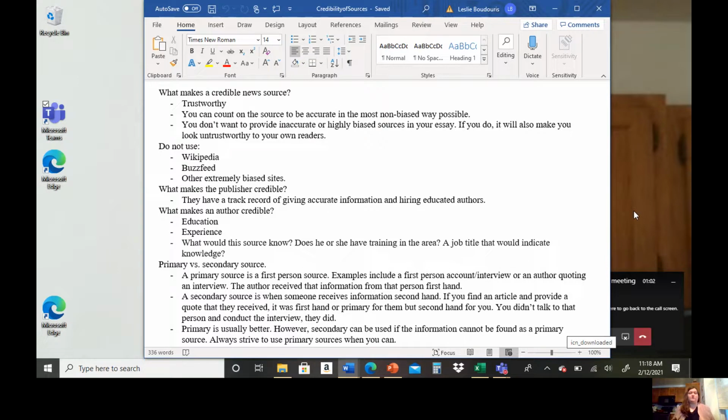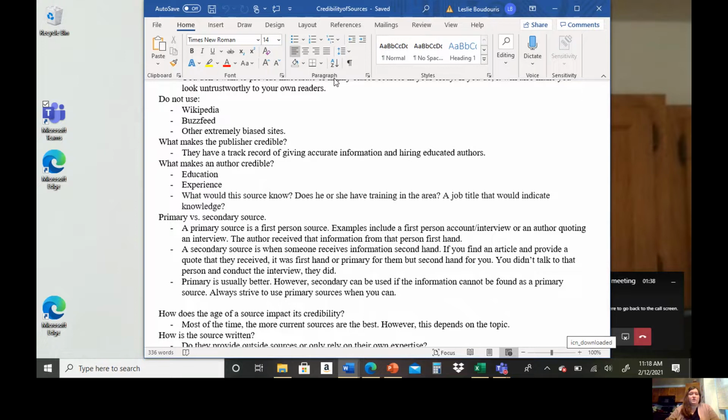So what does a credible source even mean? When I say credible sources, I mean something like trustworthy, so somebody that you and other people can trust. You can count on that source to be accurate in the most non-biased way possible. And you, as a writer, do not want to provide inaccurate or highly biased sources in your essay. If you do, it's again going to make you look untrustworthy to your readers, and you don't want to give up that ethos. Again, ethos means credibility, which we learned about during the rhetorical analysis essay.